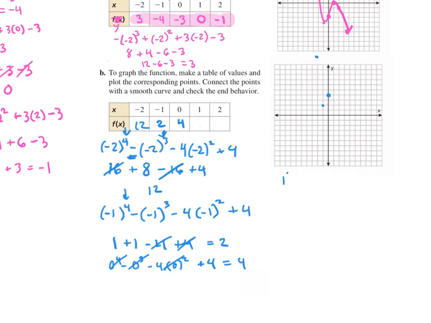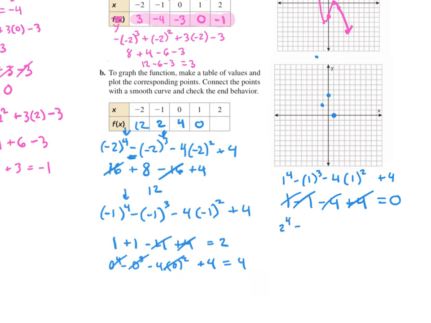So we have 1 to the 4th power minus 1 cubed minus 4 times 1 squared plus 4. So this is 1 minus 1 minus 4 plus 4. So this is a positive 1 and a negative 1. They cancel. Negative 4, positive 4, they cancel. So this is just 0. So when we plug in 1, we get 0. Next, we plug in 2.